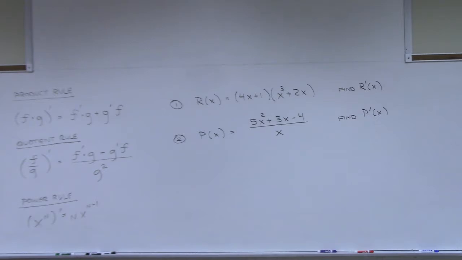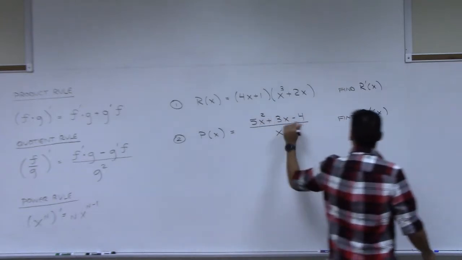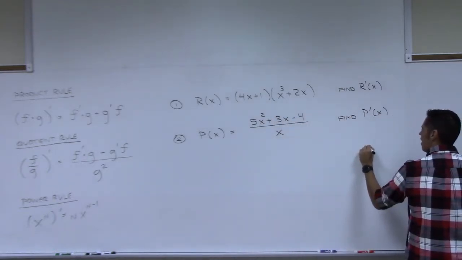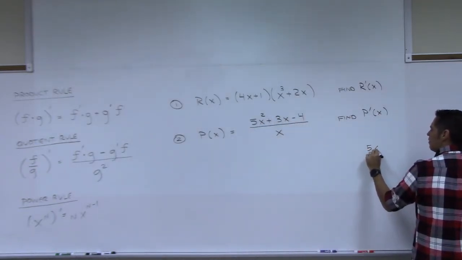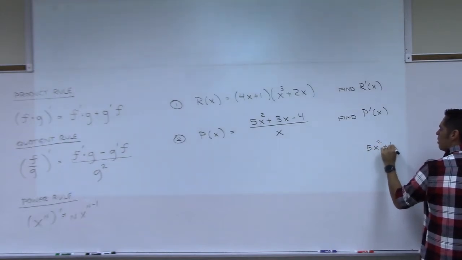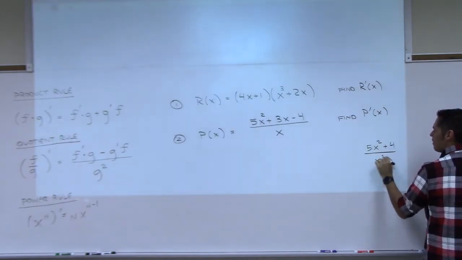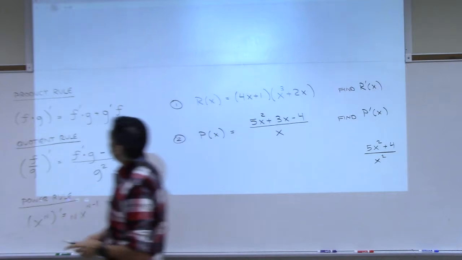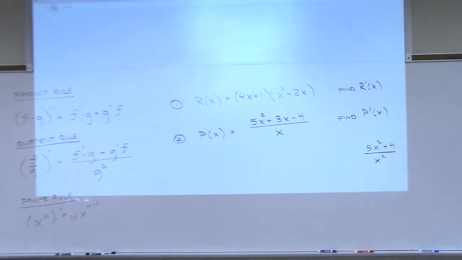What do those answers represent geometrically? Do you remember what those answers represent? I'm going to do this one, this p of x, this second one. What was it again? Was it 5x squared plus 4 over x squared, right? Okay. So why is this not connecting to Google?